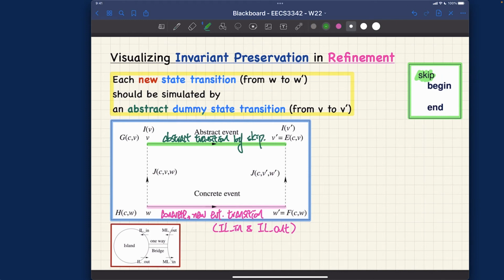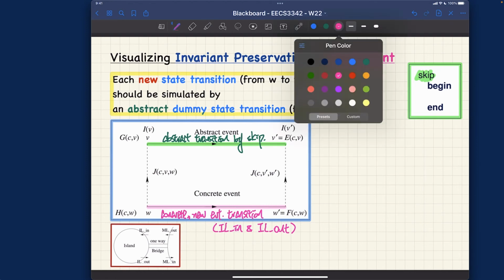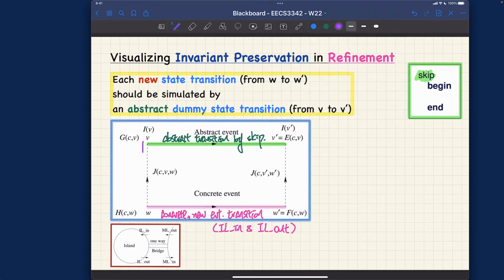And of course, in the pre-states and the post-states over here, this will be the pre-states. And this part over here, V prime and also W prime, will be the post-states. Both of them should be related by the concrete invariance, right? That part will be the same.